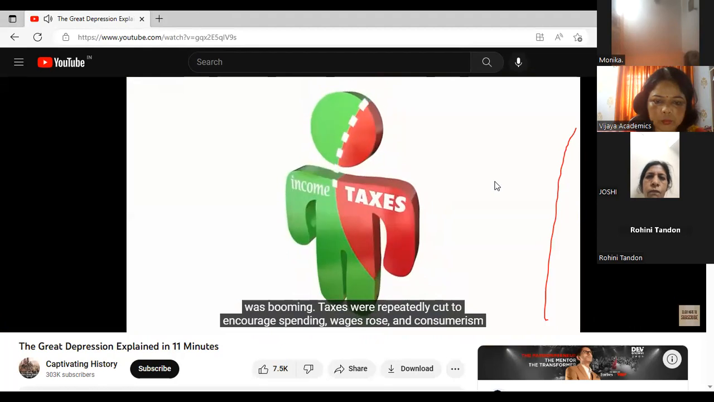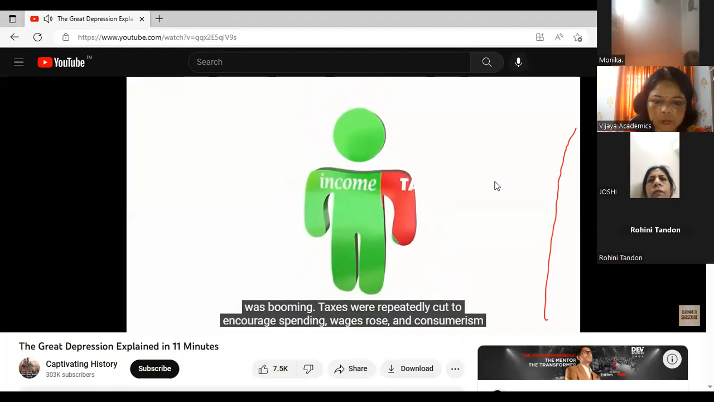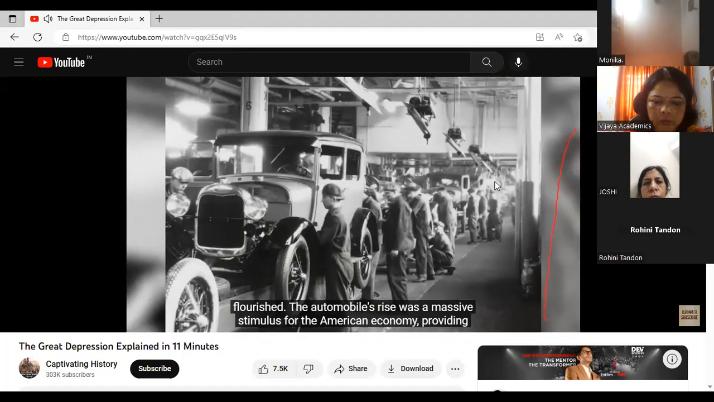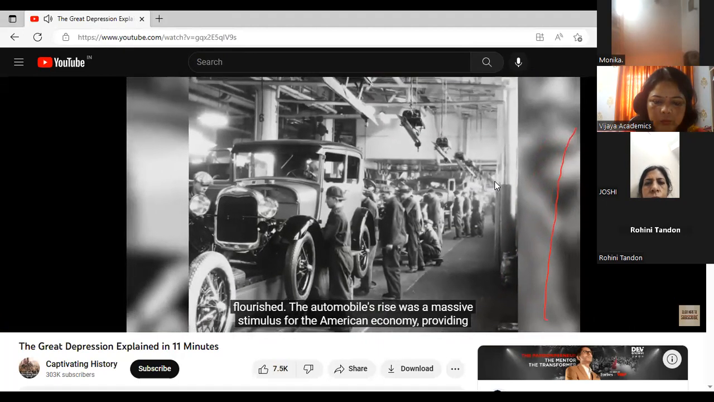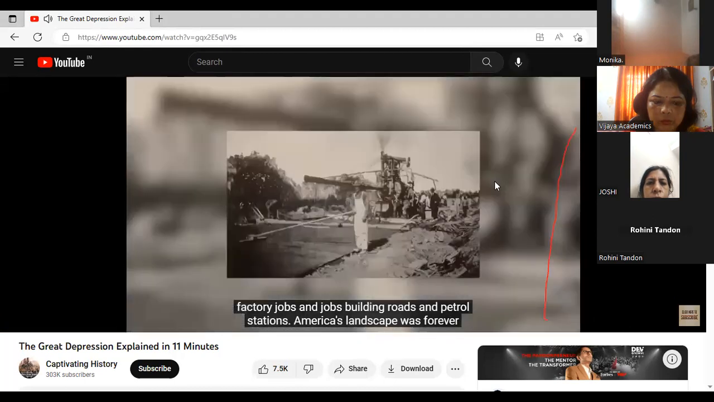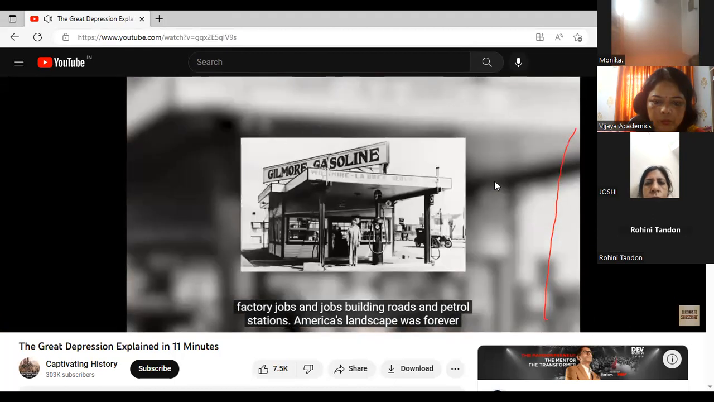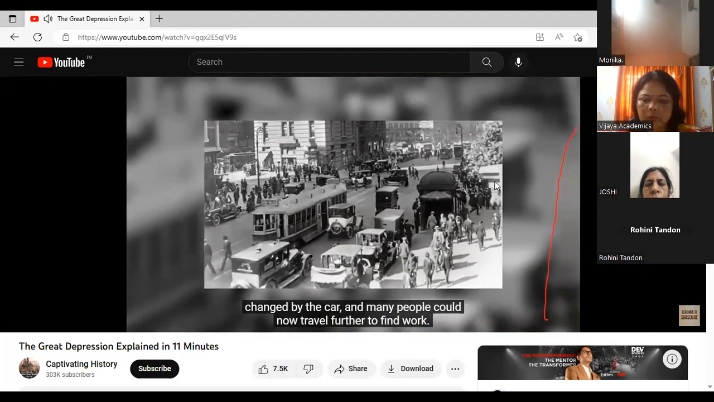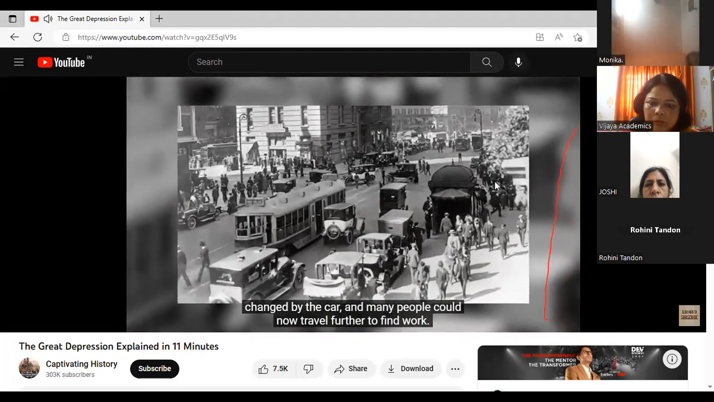In the US, on the other hand, the economy was booming. Taxes were repeatedly cut to encourage spending, wages rose, and consumerism flourished. The automobile's rise was a massive stimulus for the American economy, providing factory jobs and jobs building roads and petrol stations. America's landscape was forever changed by the car, and many people now travel further to find work.